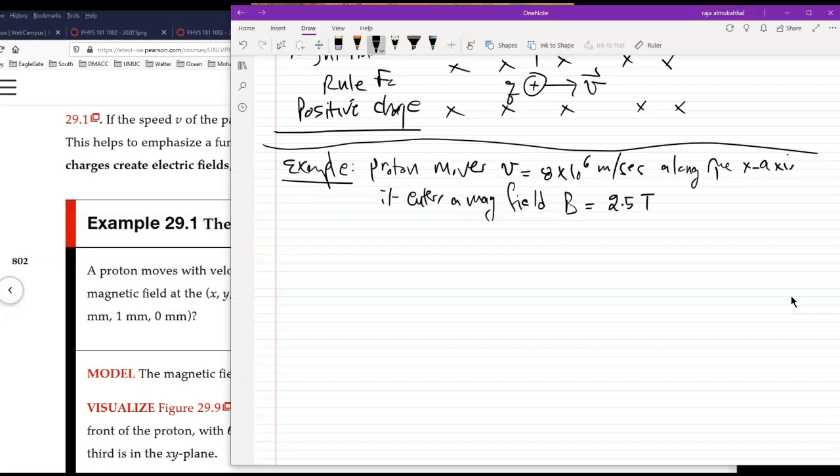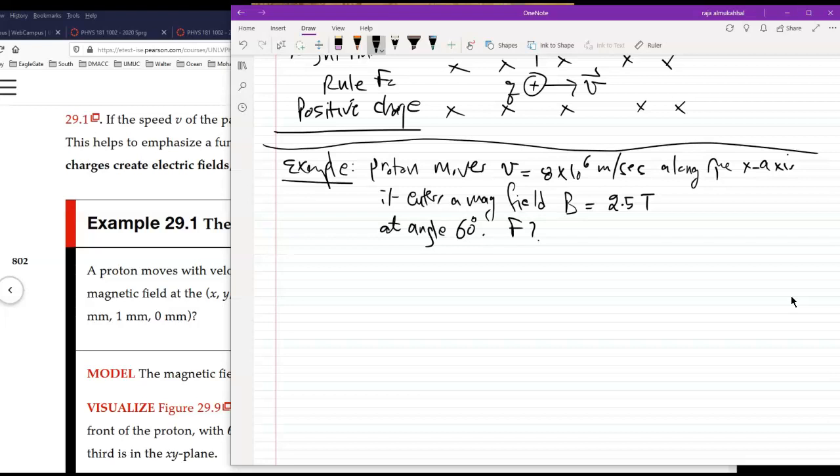That's a very large magnetic field, so it must be in some nuclear physics lab where they do an experiment. They shoot the proton with a very large velocity, 8 million meters per second, and they do a heavy-duty experiment here. Then it enters a very intense magnetic field of 2.5 Tesla. Okay, it enters it at an angle of 60 degrees to the x-axis, and he asks, what is the force on it?